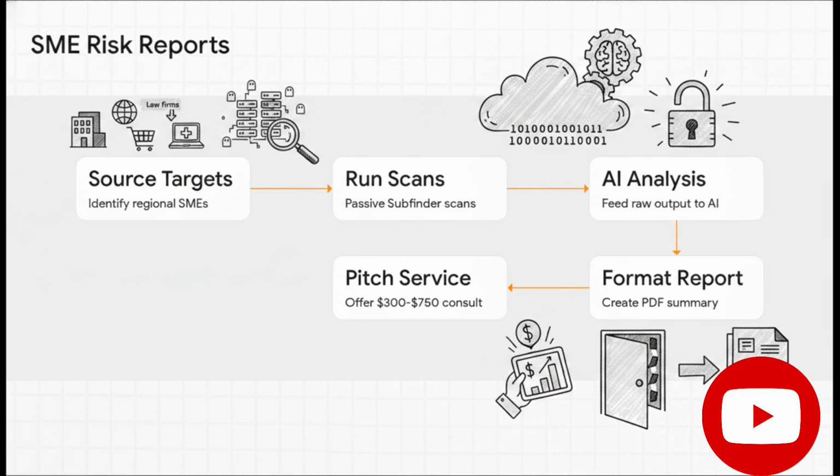First, you source these businesses running passive Subfinder scans to reveal their digital footprint. Then the magic happens. You feed that raw text output directly into an AI, prompting it to act as an enterprise risk auditor. You format this non-technical analysis into a premium PDF executive summary, email them a preview, and pitch a flat fee advisory call, usually anywhere between $300 and $750. You're showing them the doors they accidentally left wide open.